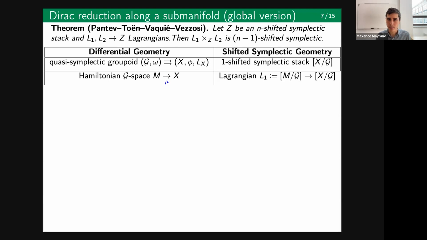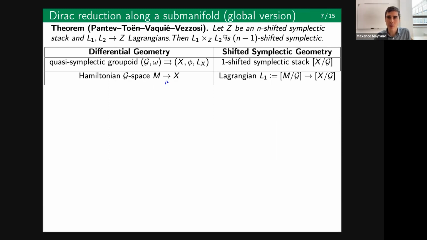Then there's a map from the quotient stack of M by G to the quotient stack of X by G induced by the moment map. And there turns out to be a Lagrangian in the sense of shifted symplectic geometry. This is also, in a sense, an equivalence: if you have an action of G on M, then there's this map of quotient stacks, and giving a Lagrangian structure on it is equivalent to giving M the structure of a Hamiltonian G-space.